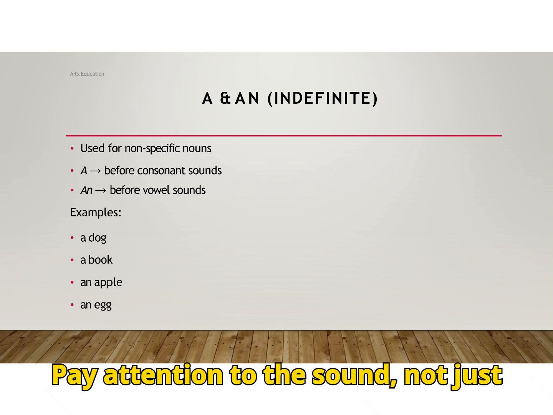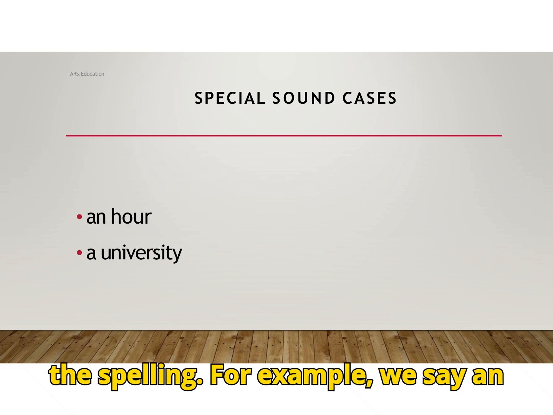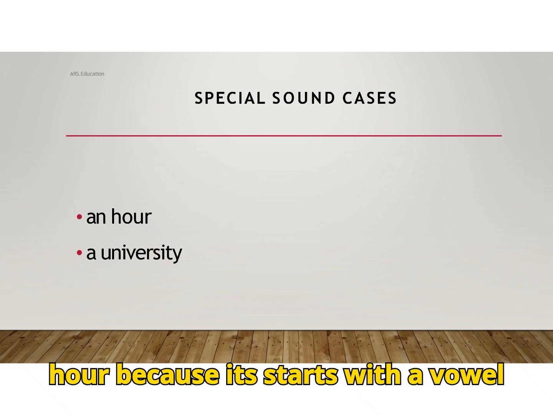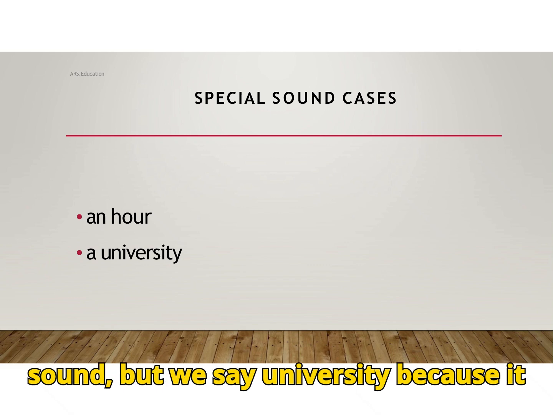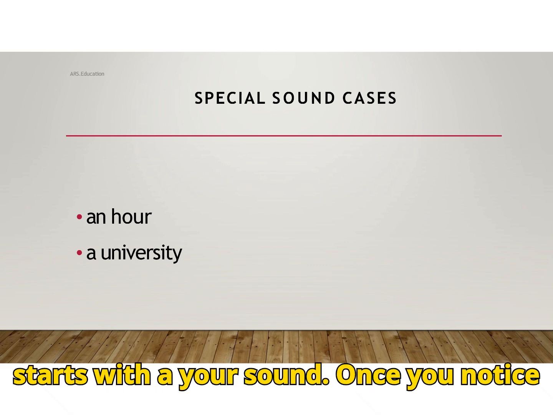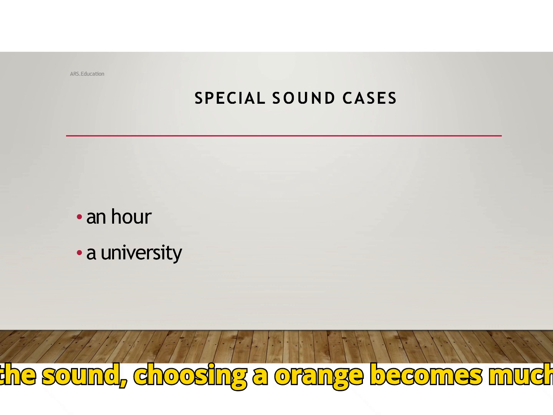Pay attention to the sound, not just the spelling. For example, we say an R because it starts with a vowel sound. But we say a university because it starts with a yo sound. Once you notice the sound, choosing a or an becomes much easier.